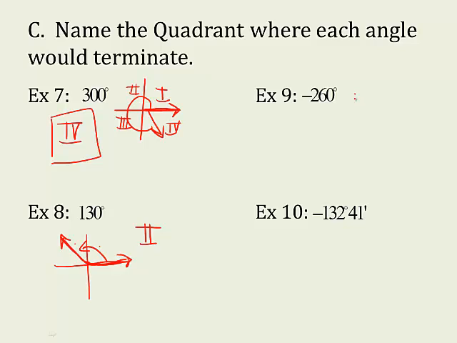Negative 260 degrees. All right, so I'm going to draw it in. I'm going to go clockwise. So I'm going to write in my negative angles so I don't have to think too hard. Negative 90, negative 180, negative 270, and negative 360. So if my angle's going this way, I don't want quite 270, so my angle's going to be here. All right, so that terminates in quadrant 2.